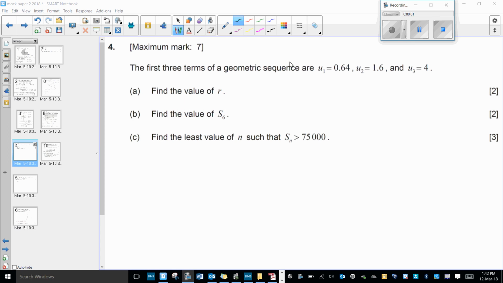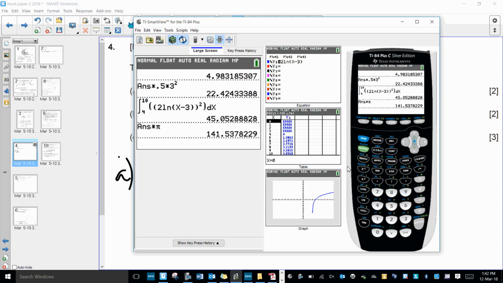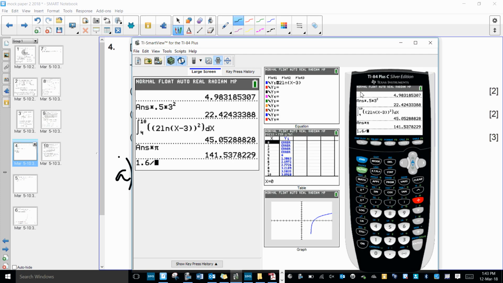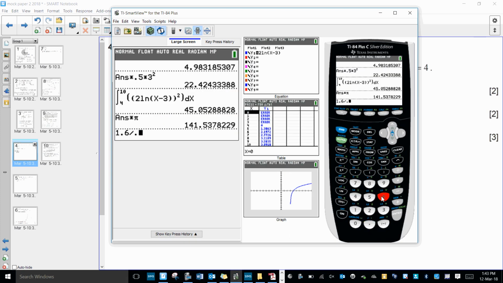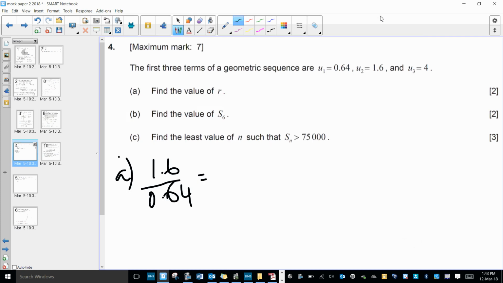Terms of a geometric sequence. So we know that there's a common ratio, we know that they're multiplied together. So A, we'll find the value of R, we'll do U2 divided by U1. 1.6 divided by 0.64 is 2.5. So R is 2.5.